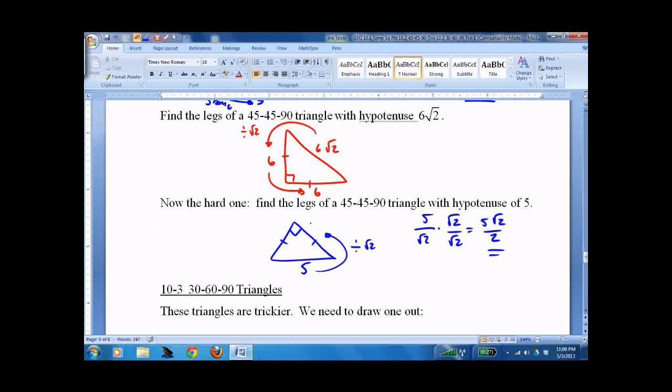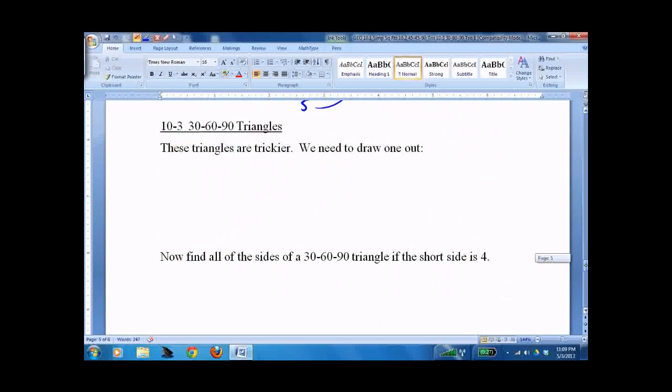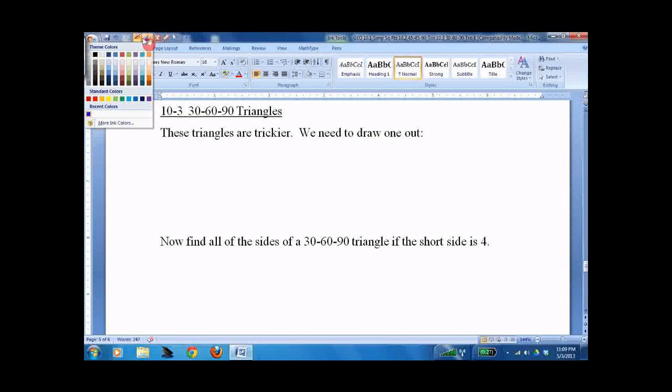So it's an extra step, but it's not that big a deal. Causes a lot of confusion for some people. You know, this is the same, but however you want to do it. You can always check it by taking the leg and multiplying by root 2, and you'll see the 2's cancel, and you're left with just 5. Practice makes perfect.